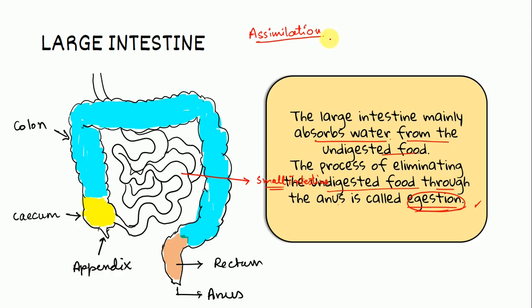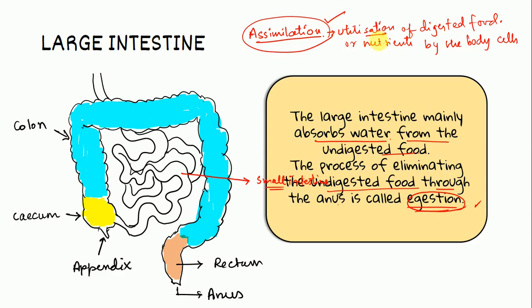This utilization of digested food or nutrients by the body cells is called assimilation. So assimilation is the utilization of digested food or nutrients by the body. This is how our whole digestive system is completed.